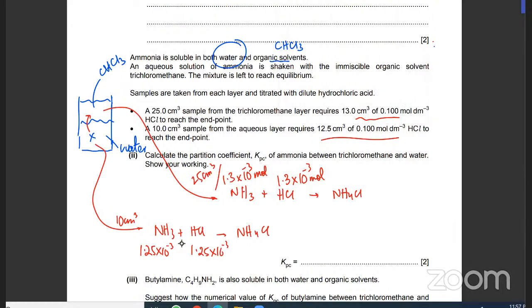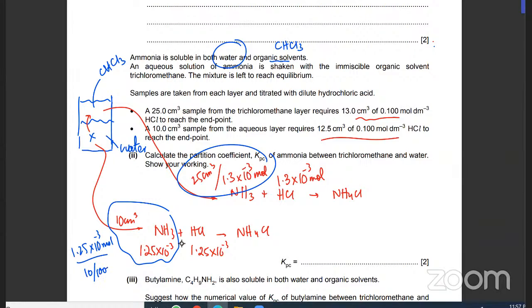You can find the concentration of ammonia in both layers, because I think he's asking for KPC at the end. So for KPC, you would need the concentration of ammonia in both layers. What's the concentration of ammonia in the first layer, the CHCl3 layer, and in the second layer? That's going to be 1.25 times 10 power minus 3 moles divided by the volume in dm³, 10 divided by 1000. And do the same for the other one, which is 1.3 times 10 power minus 3, divided by 25 cm³ in dm³.